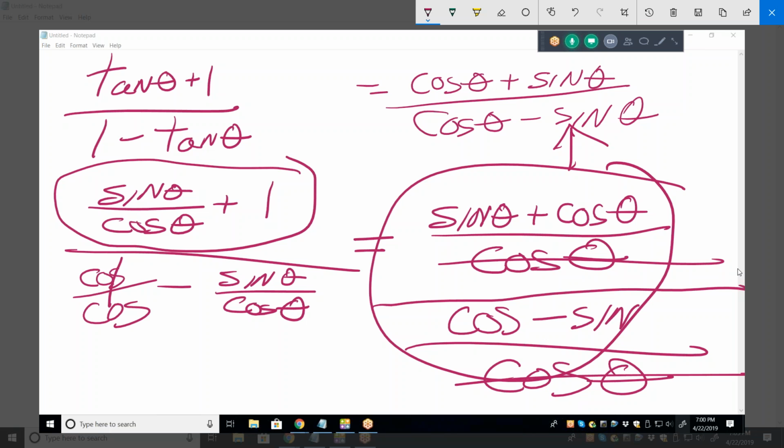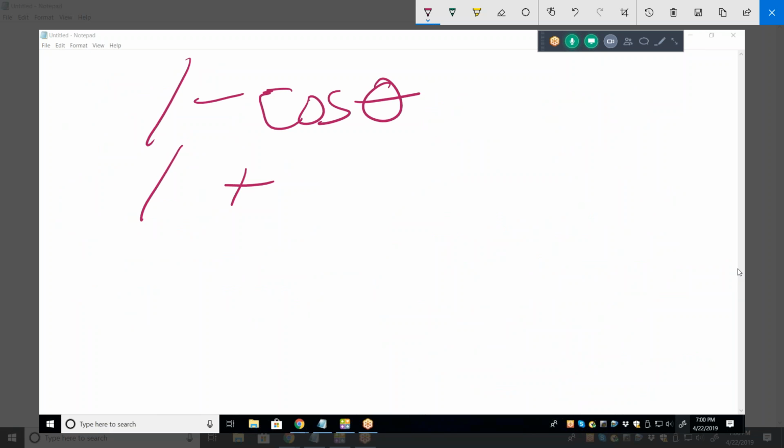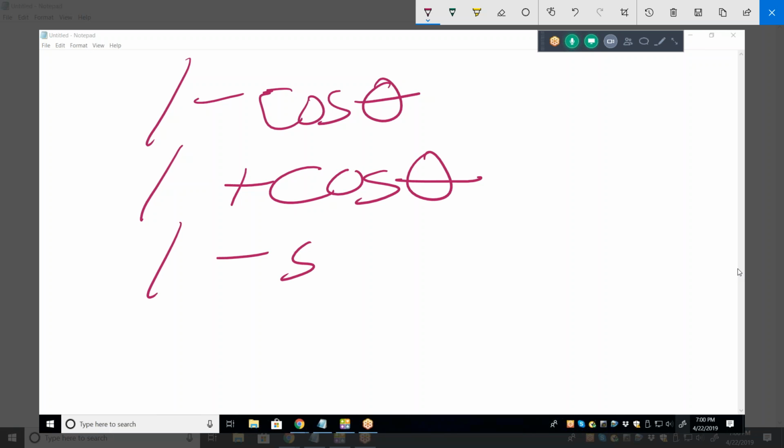And that usually always works as a last resort, converting everything to sines and cosines. It's not always the best way to verify these things. Some of them, there are other tricks. Some of the more difficult ones, one that's particularly common is what to do when you get stuff like this. Or this. Or this. Or this.